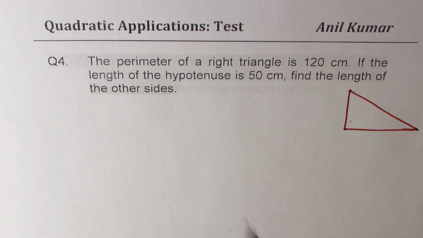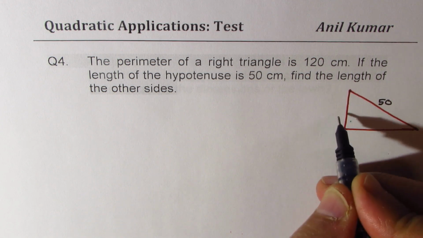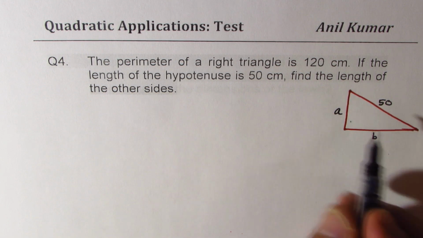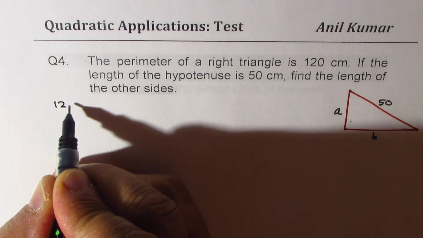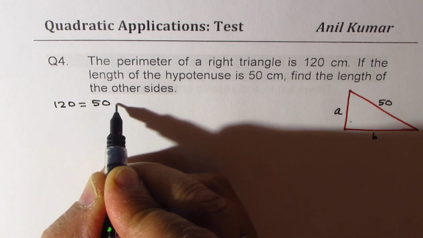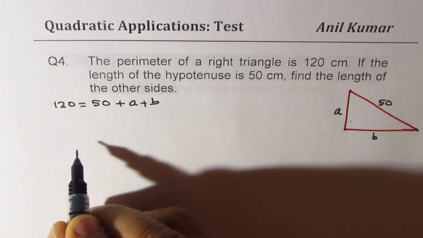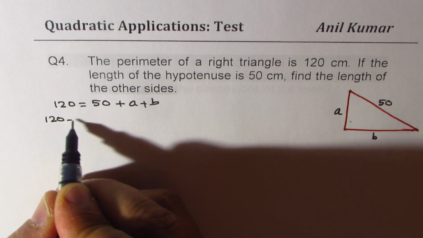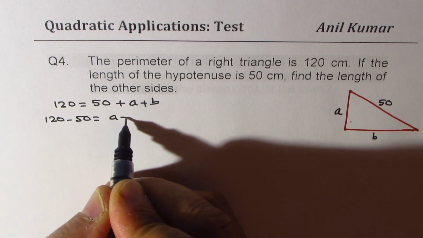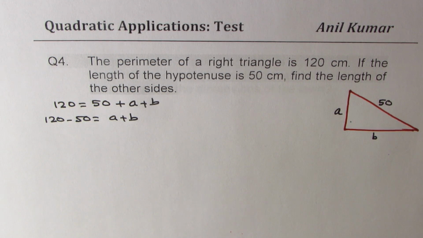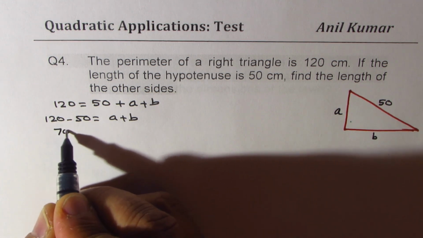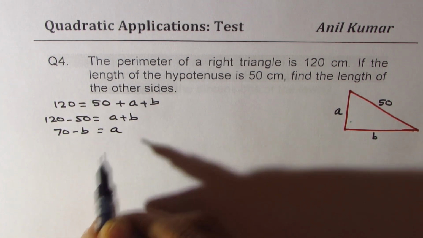We are given that the hypotenuse is 50 and let's say the sides are A and B. So the perimeter is 120. So 120 is equal to 50 plus A plus B. That means 120 minus 50 is A plus B. Correct? You could write one in terms of the other. So we could write 70 minus B is equal to A.